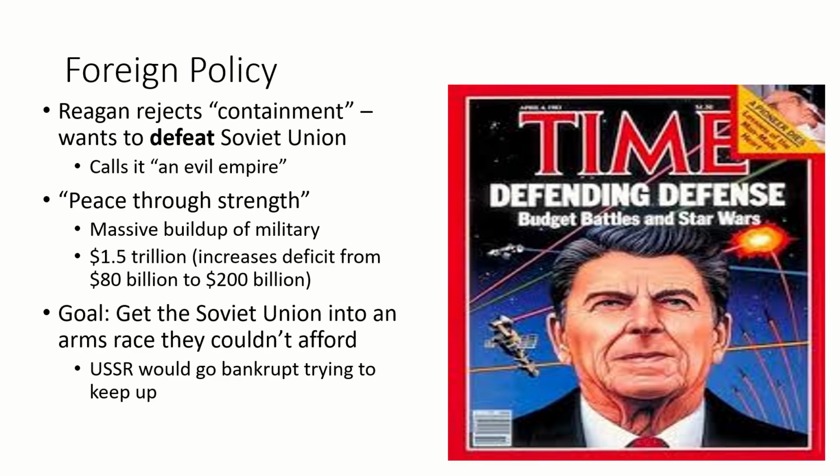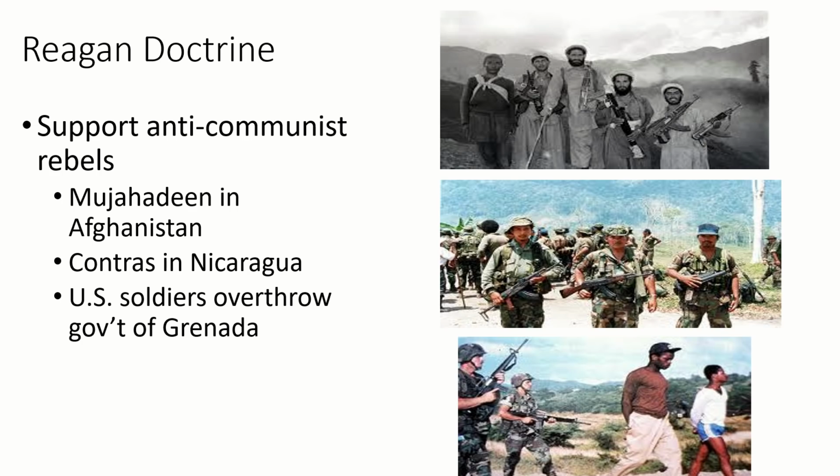But the goal of Reagan's foreign policy was to force the Soviet Union into an arms race that they could ill afford to keep up with the United States, and hopefully that would put pressure on their government to collapse. But Reagan is also going to up the U.S.'s commitment to anti-communist fighters in the world. They're going to supply the Mujahideen, the Contras in Nicaragua. They're going to overthrow the government of Grenada.